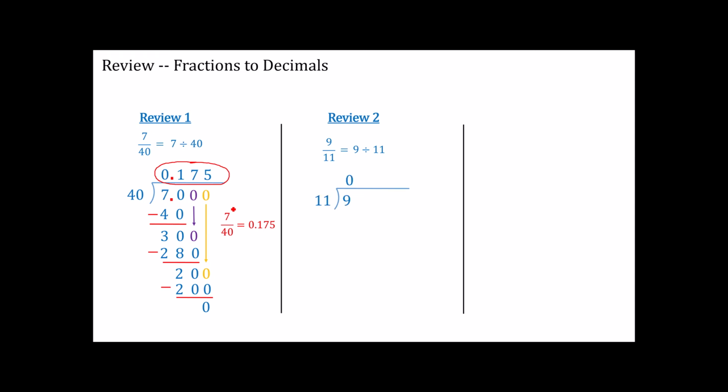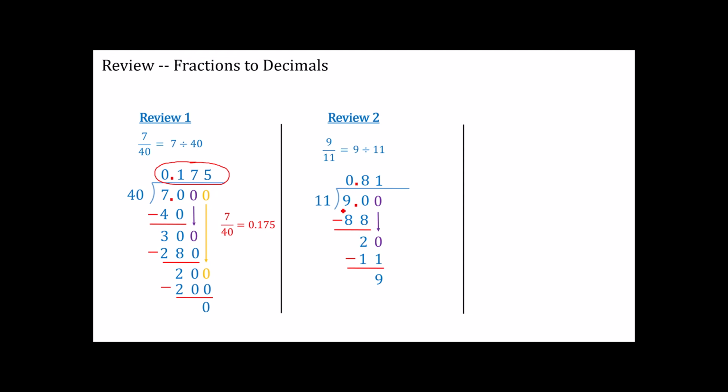It goes in 0 times. I add my decimals and my 0. Now I can ask, how many times does 11 go into 90? Hopefully you know it goes in 8 times with a remainder of 2. Since there's a remainder, I'm going to add another 0 and bring it down. 11 goes into 20 how many times? 1. 1 times 11 is 11 with a remainder of 9.